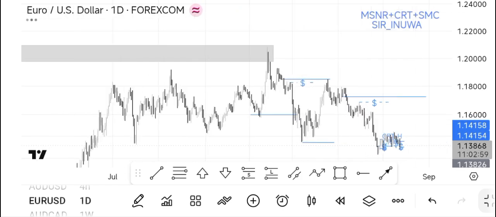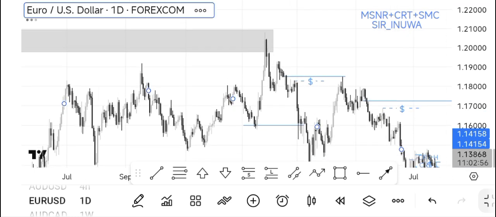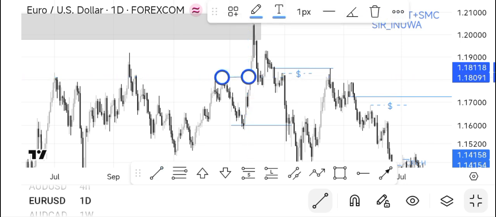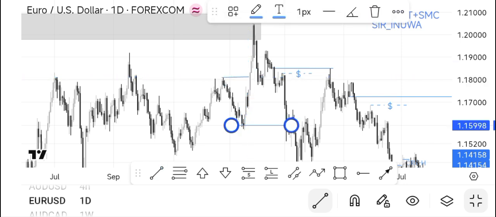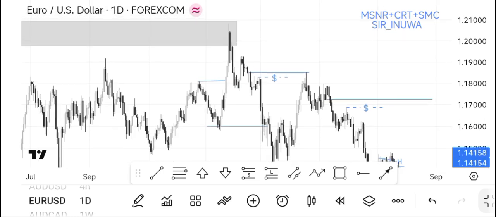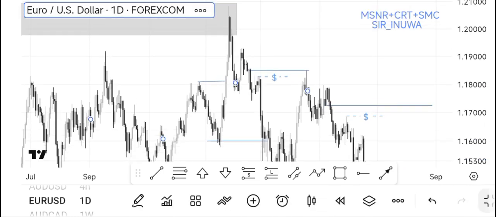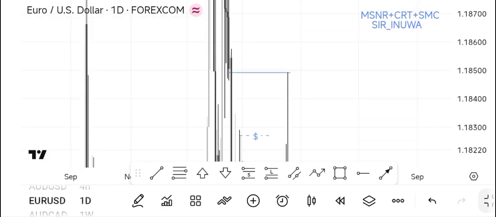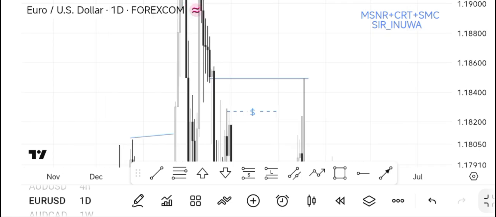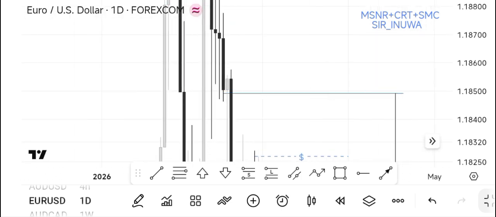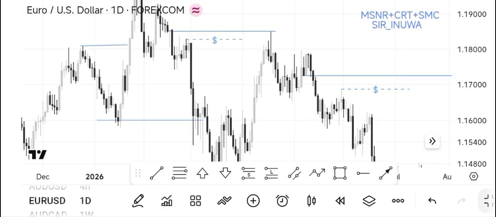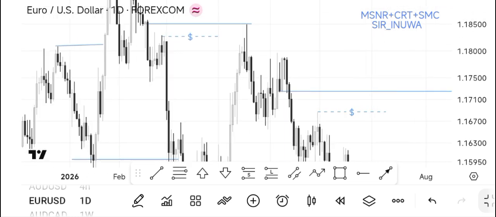So as you're seeing, that's my last break of structure, right? And this is my change of character, as I told you. So here, using MSNR, I got this key level, even though the market didn't top. So here it is. I catch many of it.